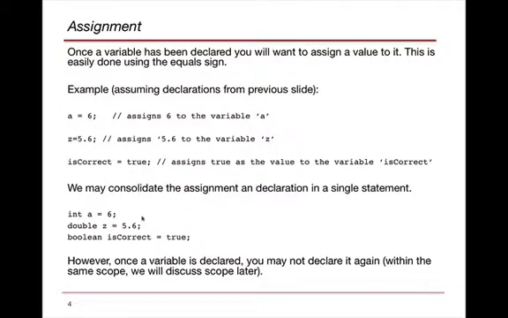So what we might do is consolidate the declaration and the assignment in a single statement. int a equals 6, double z equals 5.6, and boolean isCorrect equals true. Notice there are no quotes around this, and this would evaluate as a boolean value. If we had put quotes in there, it would be a string. Once we declare a variable, we cannot declare it again within the same scope. We'll talk about scope within methods and classes and even within blocks of code. The variable can only be declared once within its scope, usually within what we call braces. That will define the scope.